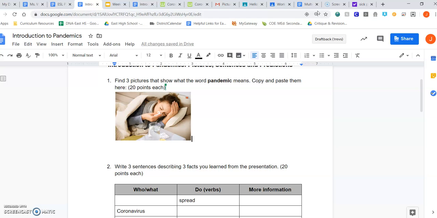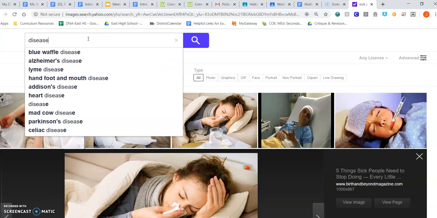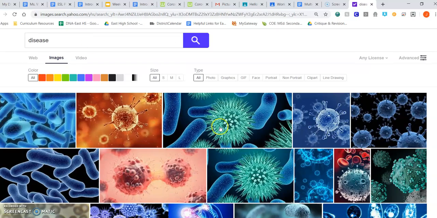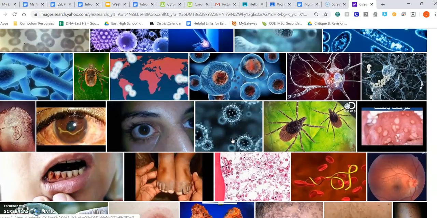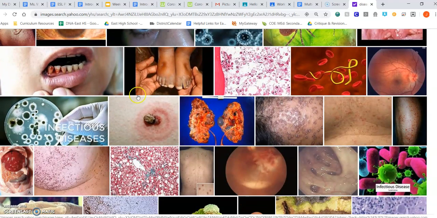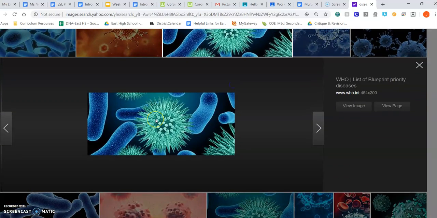So I said I think of sick people. I think of the word disease. So I'm going to type in disease. Okay, so this shows me what the diseases look like on a cellular level. I also see examples of people with a disease. So I think what I might choose is a picture of the disease on a cellular level.